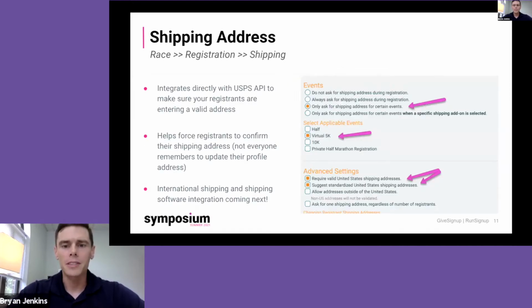So, shipping address. We've done quite a bit of work, including integrating with the US Postal Service API to try to ensure that participants are putting in validated addresses. And we can also help to confirm that their address is real. If everyone in the profile is getting it to the same address, you can check those things. We are working on international shipping and shipping software integration coming up soon.